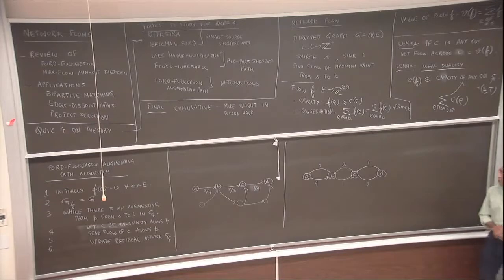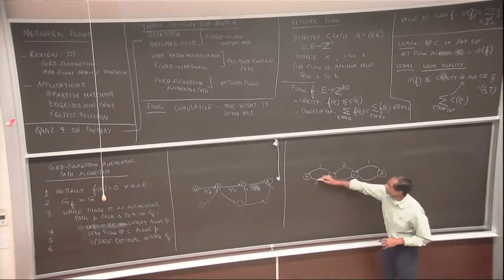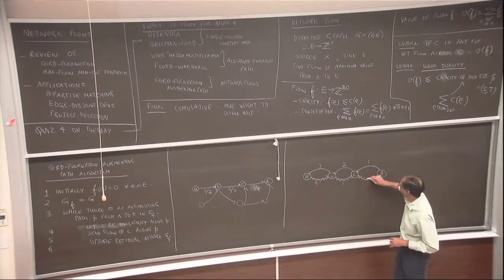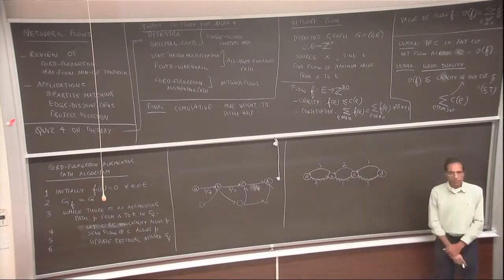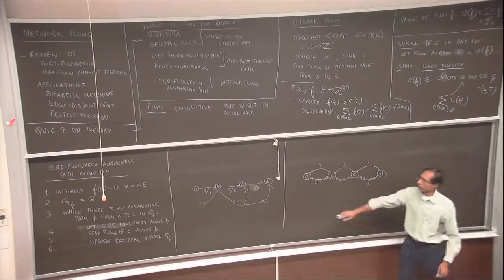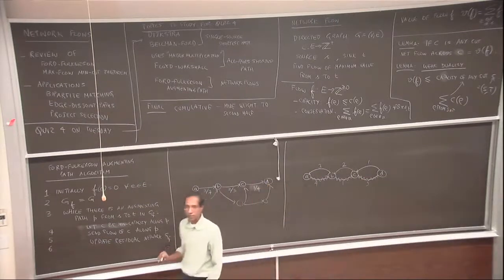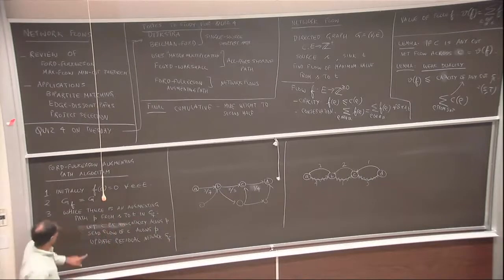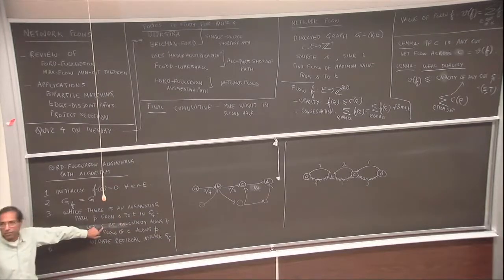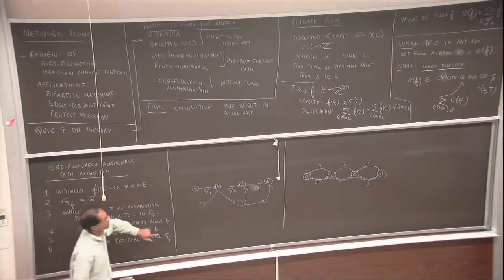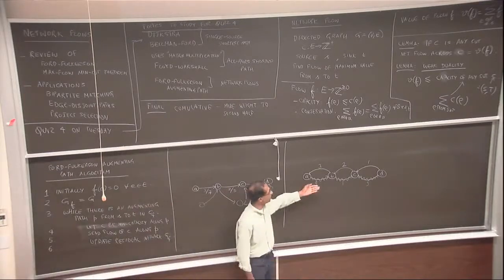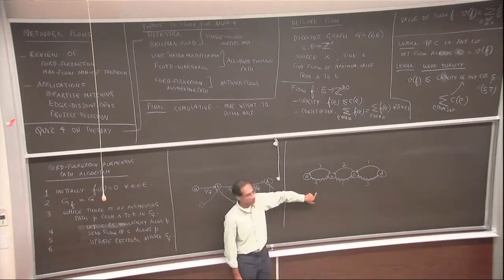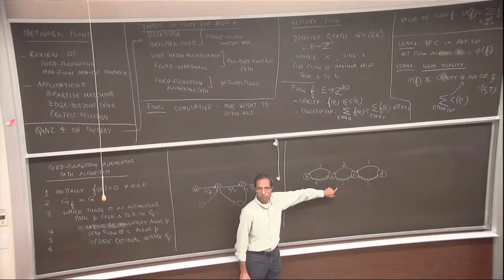Okay? Now, if you chose this to be your augmenting path, how much flow can you send along that path? 1. So the value of C in this iteration would be 1, because the maximum you can possibly send is the minimum capacity of the edges along the path. So it's just 1.